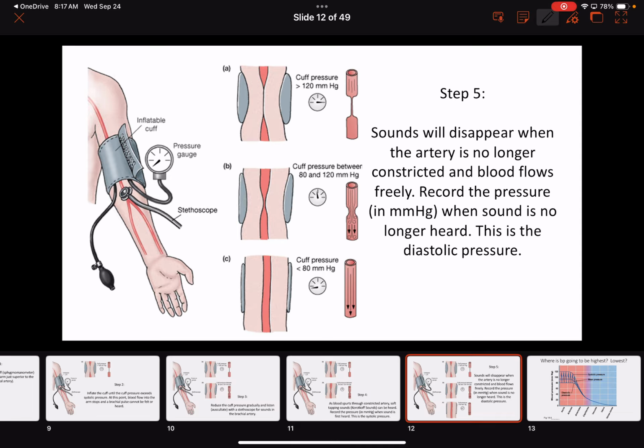So sounds will disappear when the artery is no longer constricted and blood flows freely. So once you stop hearing those tapping sounds, that's when you record pressure again, and that will be your diastolic pressure.